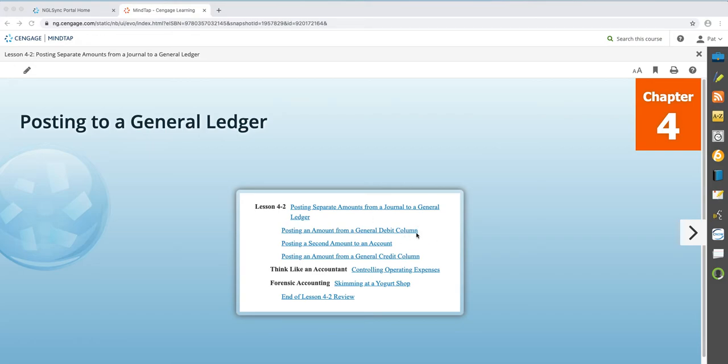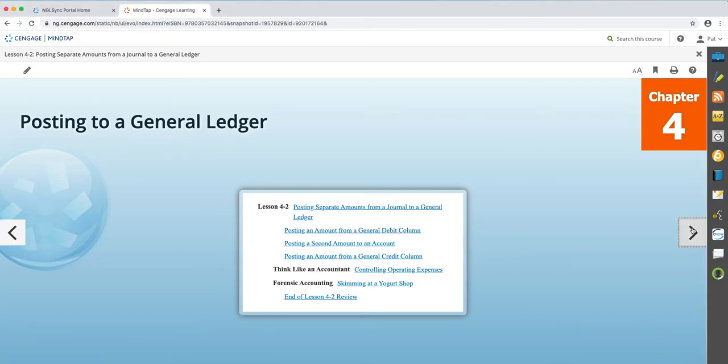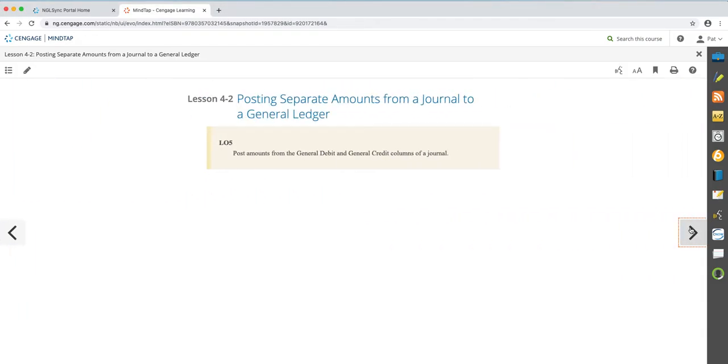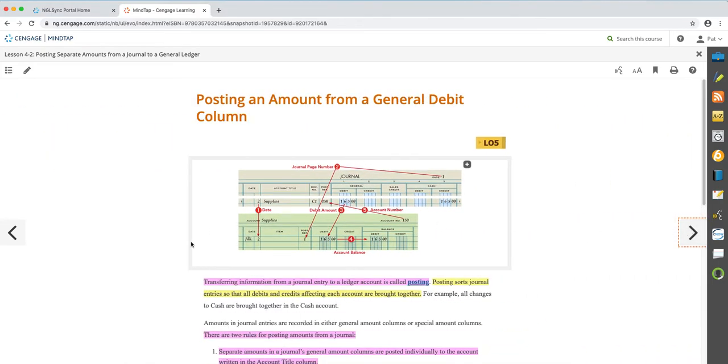Now we're going to continue moving on. We're going to be talking about posting amounts from the general debit column of the journal to the general ledger accounts. All right. So if you recall, we have 5 columns to the journal. 2 of them are under the heading general debit and credit. Every time we had a number in general debit or credit, we asked you to put an account title there. We put our source documents there. Okay, so that was how we journalized.